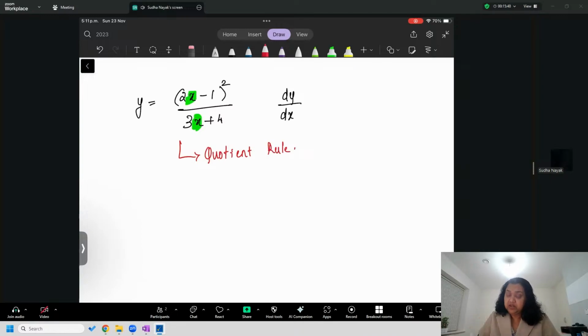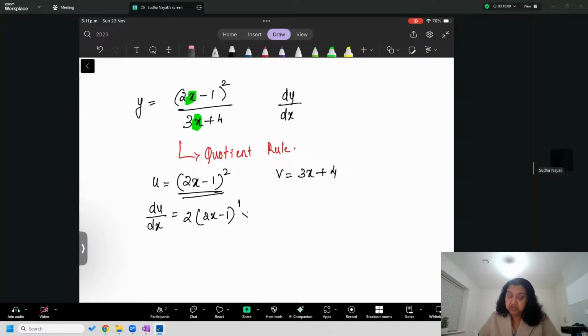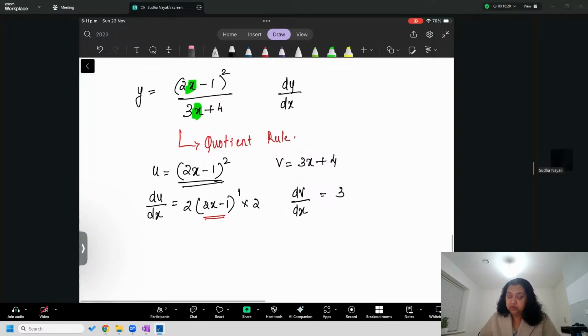Okay. Now in quotient rule, as soon as you recognize that you have to work on the quotient rule, you will write u is equal to (2x minus 1) the whole square, v is equal to 3x plus 4. du by dx is equal to, how will you simplify this? Chain rule. So 2 times (2x minus 1) to the power of 1 times differentiation of this, so that is equal to 2, and dv over dx is equal to 3. Okay, done.